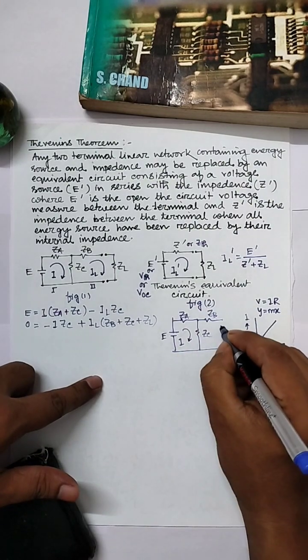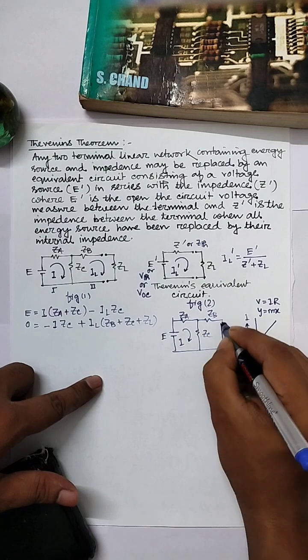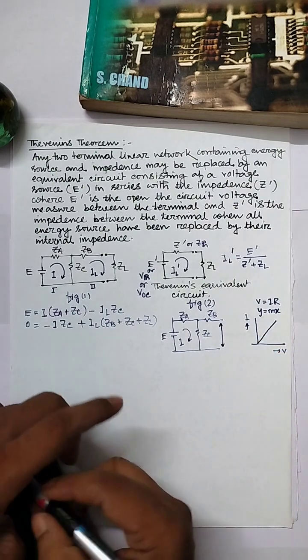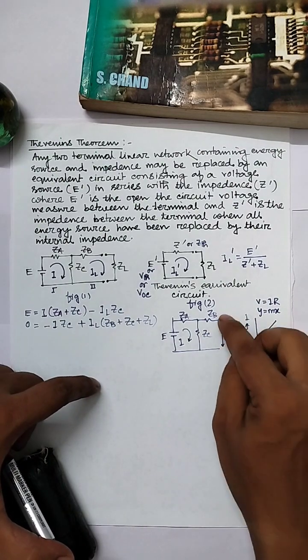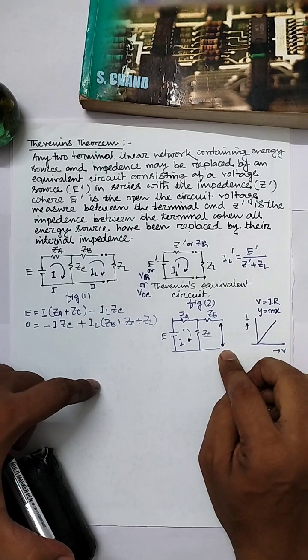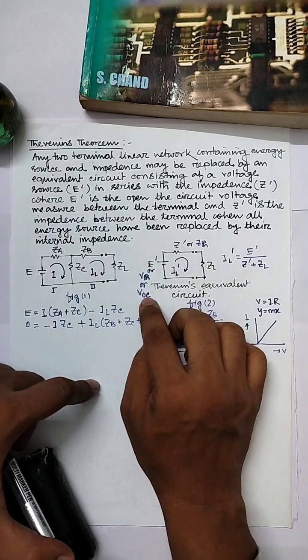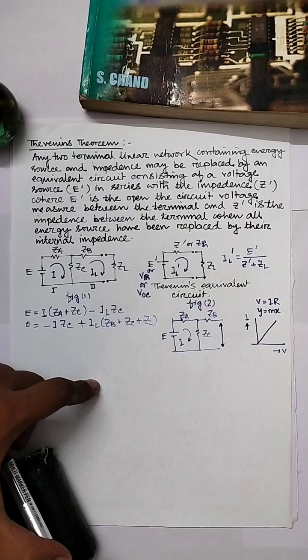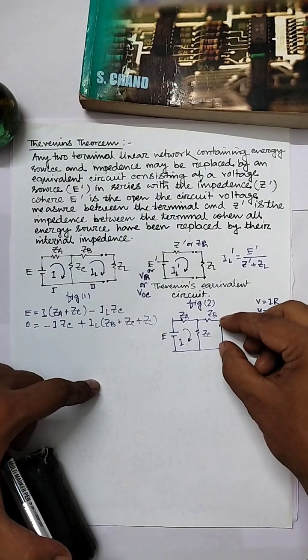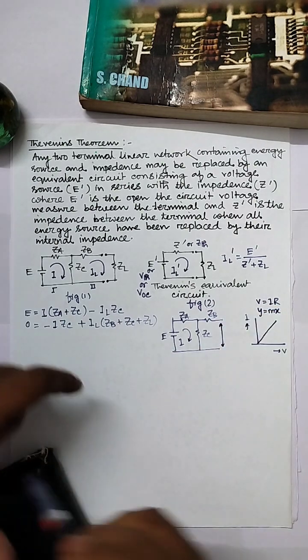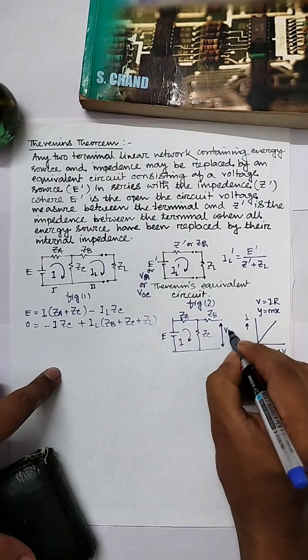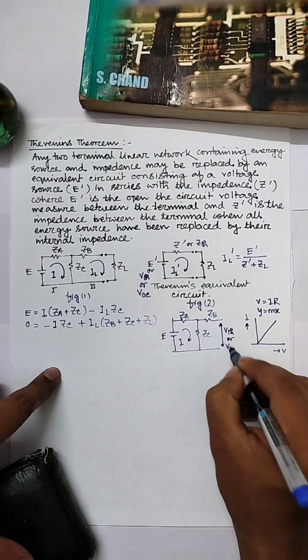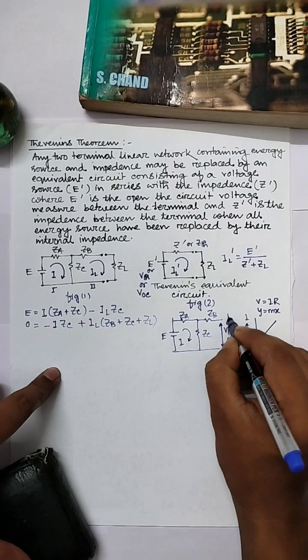If we connect a multimeter or voltmeter across these two terminals, the corresponding voltage of these two terminals is VTH, VOC or E dash. That means the voltage across this open terminal is known as E dash or open circuit voltage or Thevenin equivalent voltage. So across this is known as VTH or VOC or E dash.